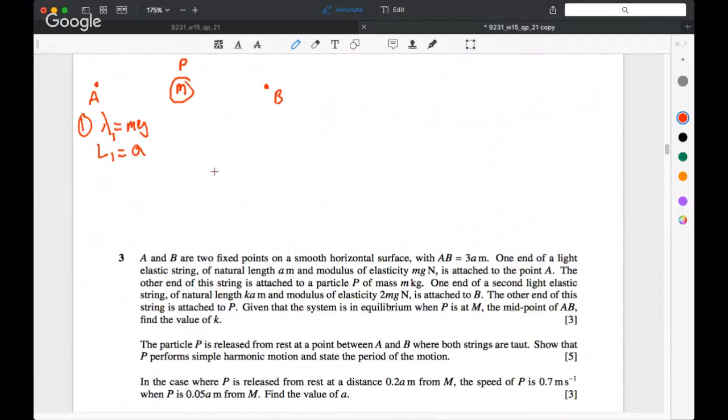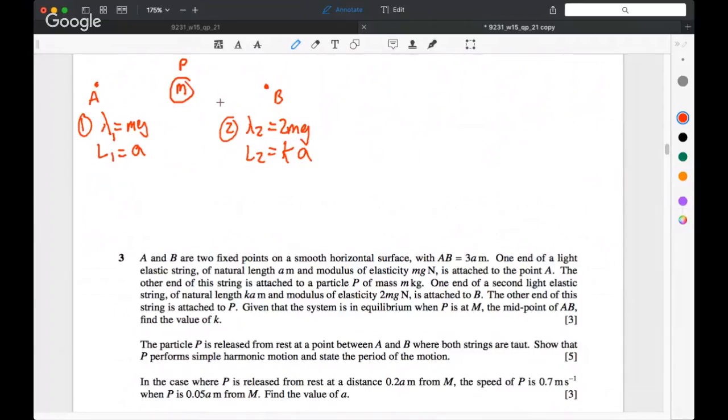Okay, there's a second string, string 2. It has modulus of elasticity 2 mg, so it's twice as stiff, 2 mg newtons, and it has a natural length Ka. No, it's K, where the natural length is Ka. Sorry. Yep, that's right. And it's attached to B. Okay, so we've got these 2 strings coming in from 2 different directions.